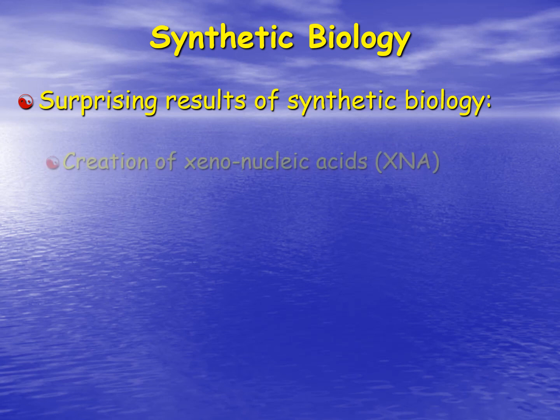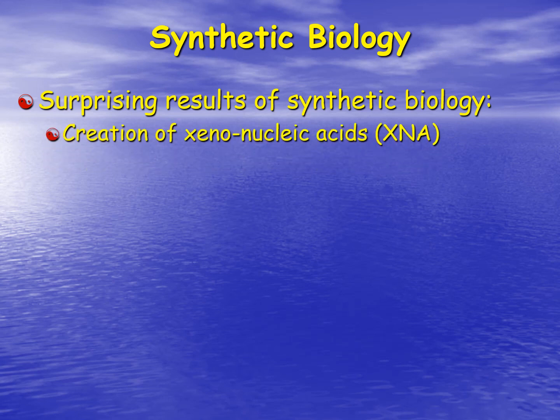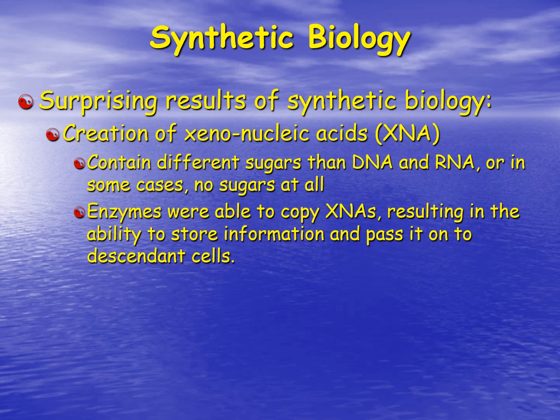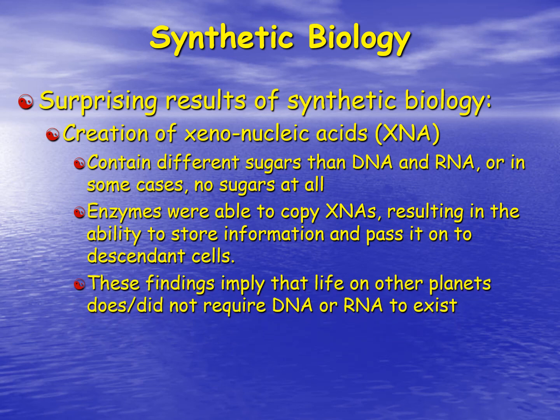Surprising results of synthetic biology have also been the creation of what we call xenonucleic acids, or XNA. These contain different sugars than DNA or RNA, or in some cases no sugars at all. Enzymes were able to copy these XNAs, resulting in the ability to store information and pass it on to descendant cells. These findings imply that life on other planets does or did not necessarily require DNA or RNA to exist.